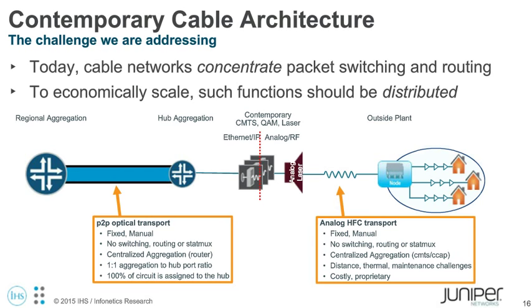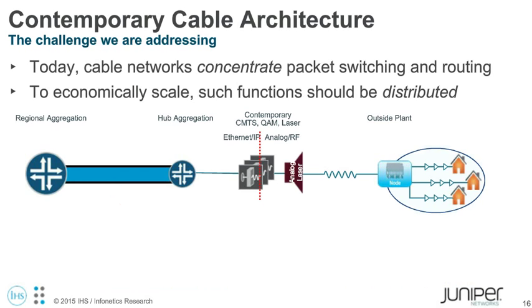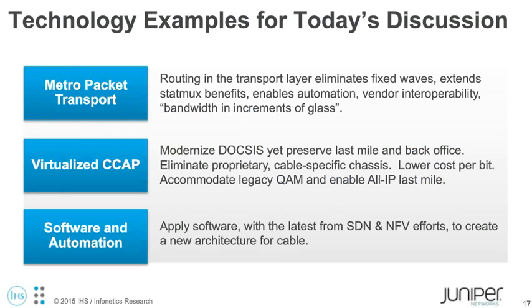So let's talk about some specific technology examples for today's discussion. We're going to talk about this notion of using packet for transport in the metro. What does this really look like? What is the benefit of it? We want to get to a point where we have effectively a Shannon's limit interface on the router. I attach a piece of glass, or bandwidth, an increment of glass. I attach a piece of fiber to the router. I light up 8 terabits, and off you go.